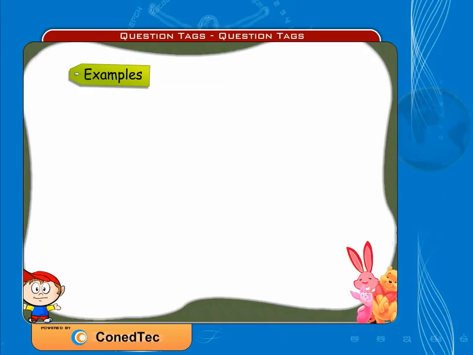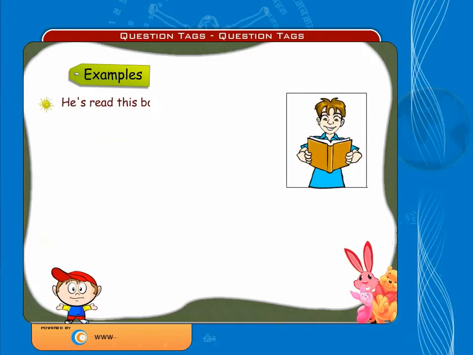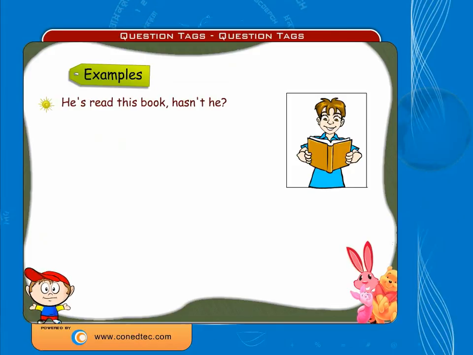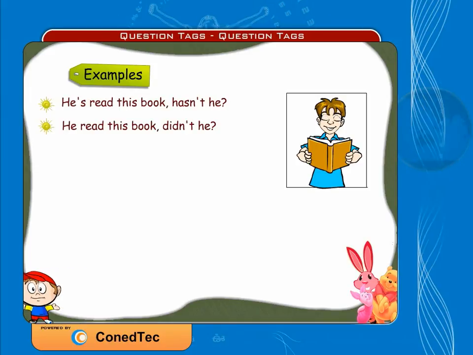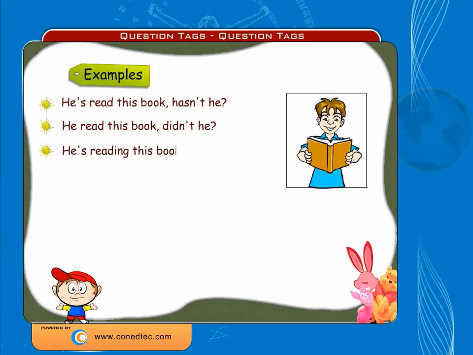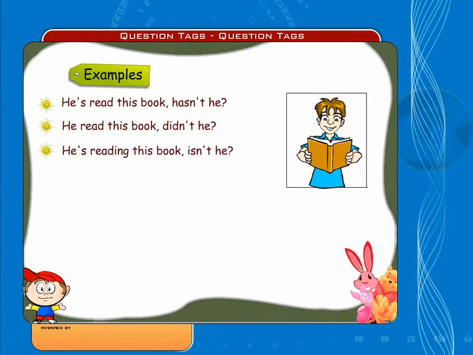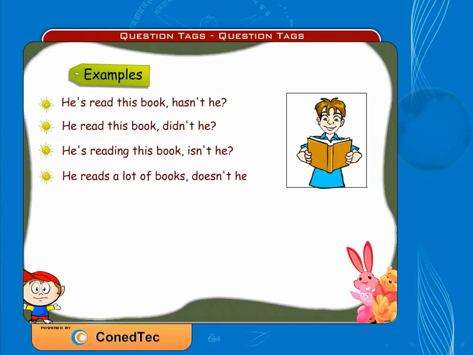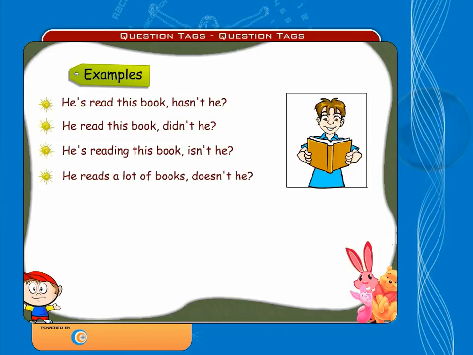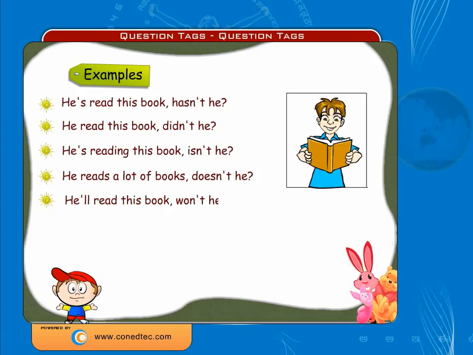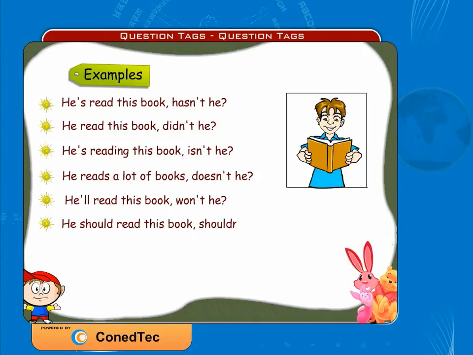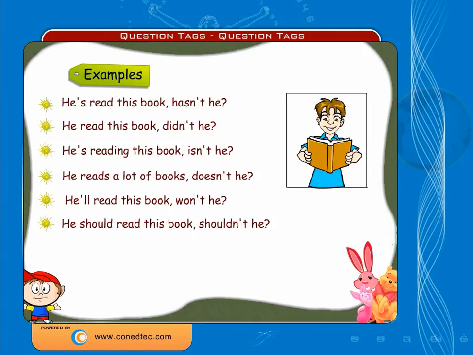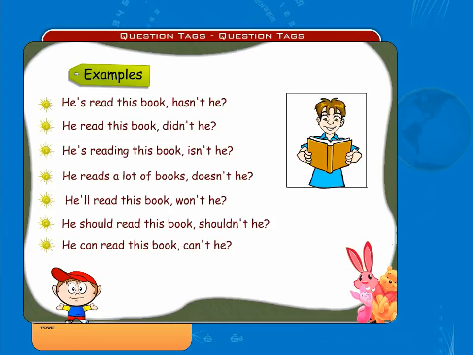Now, have a look at these examples. He has read this book, hasn't he? He read this book, didn't he? He is reading this book, isn't he? He reads a lot of books, doesn't he? He will read this book, won't he? He should read this book, shouldn't he? He can read this book, can't he?